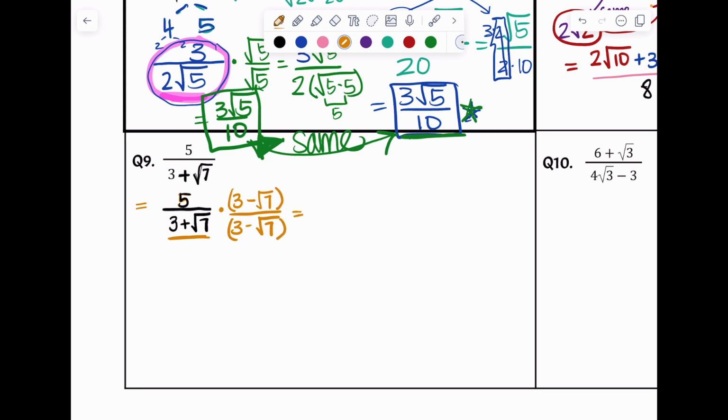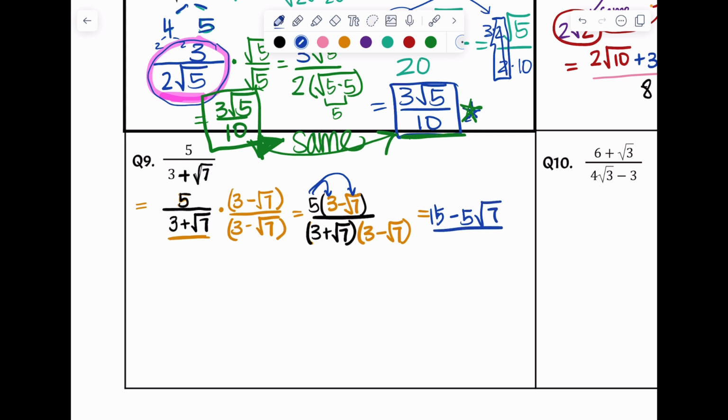And then we would have 5 times the quantity of 3 minus rad 7 over, now this one's a little trickier. We have 3 plus rad 7 times the quantity of 3 minus rad 7. Numerator is pretty easy to multiply because all you have to do is distribute. So that 5 times 3 becomes 15, and then minus 5 becomes a coefficient to the radical, 7.